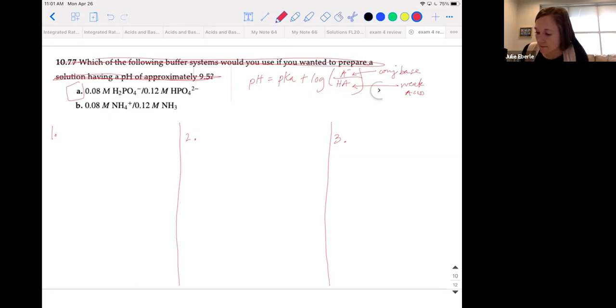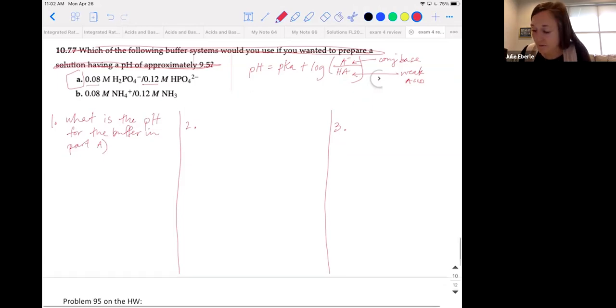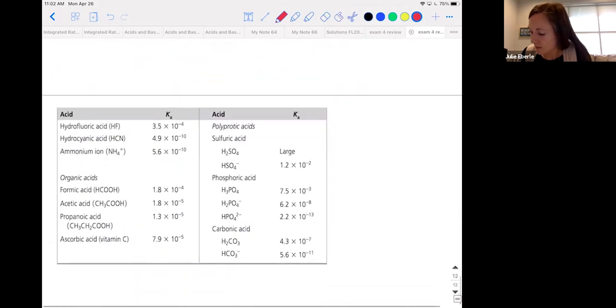So, number 1, what is the pH for the buffer in part A? That's the first question. What's the pH? We're just going to plug everything into Henderson-Hasselbalch. And we need pKa though. That's the only part we don't have. We're given the concentrations 0.08 and 0.12. We're literally just going to plug those into the log term, but we don't have pKa. So I have a table of Ka values, and we need the Ka for the weak acid.